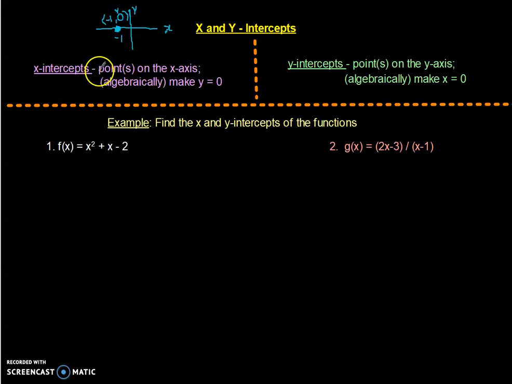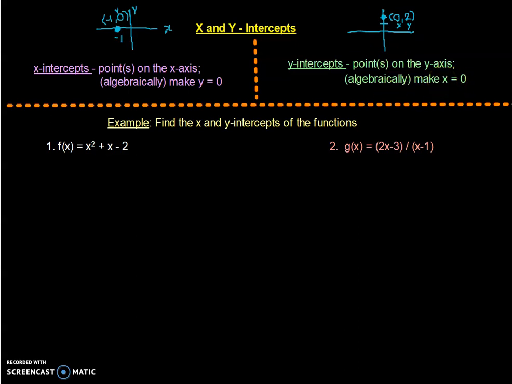So anytime you have an X-intercept or any point on the X-axis, algebraically, you would solve for the X-intercept by making Y 0. The Y-intercept has the same relationship, but it's the point on the Y-axis. So if I were to put a point on the Y-axis, this point would be (0, 2). So notice how the x is 0. So any point on the y-axis, x would be 0. So algebraically, we would make x equal to 0.